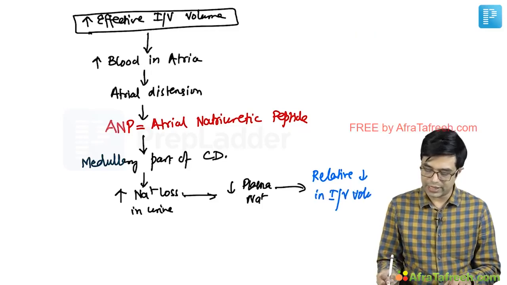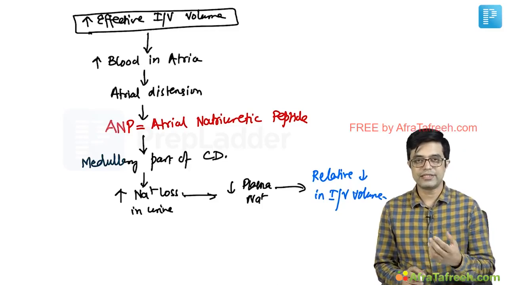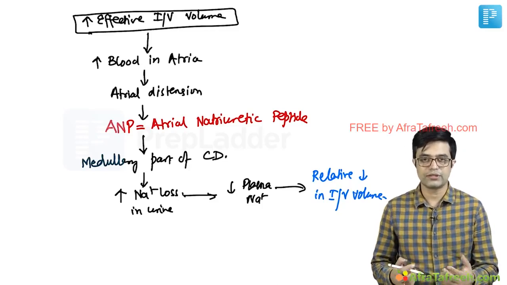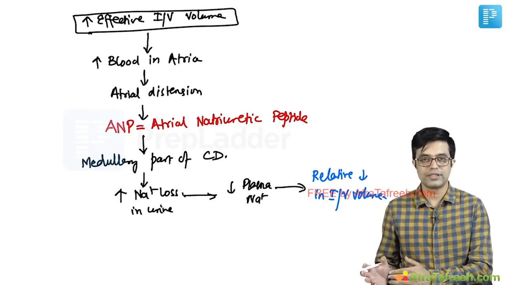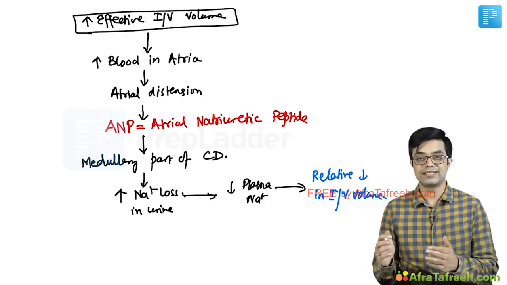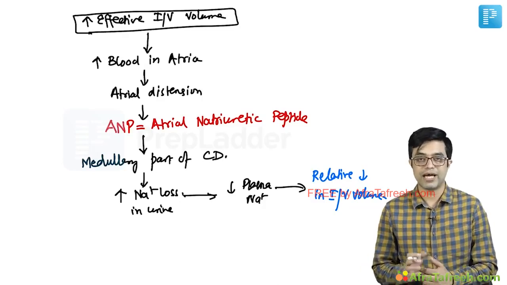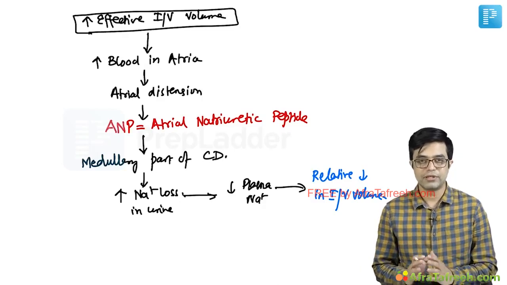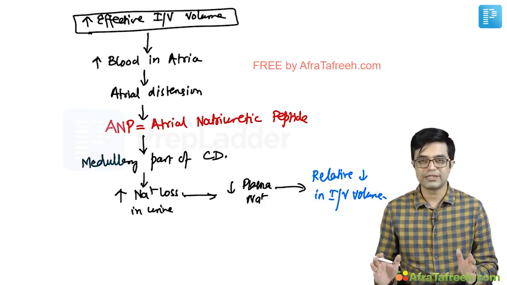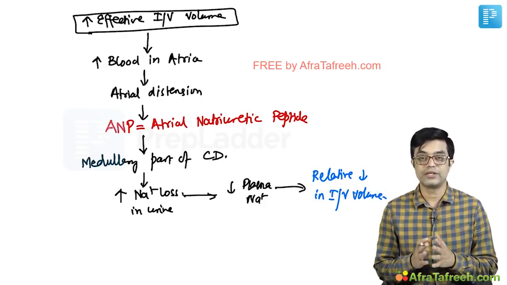So there is a delicate balance which exists. This is a very simplified version we are talking about. There is a role of other regulatory processes. There is a role of BP sensing apparatuses involving the baroreceptors mechanism as well. But from entrance point of view, to keep it simple, these are the processes that you need to remember.